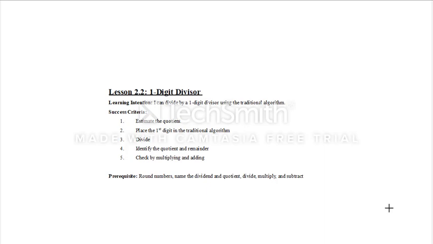Okay, for today's lesson, we are doing lesson 2.2, one-digit divisors. By the end of the lesson, your learning intention is to be able to divide by a one-digit divisor using the traditional algorithm. Your success criteria, in order to achieve the learning intention, you have to estimate the quotient.